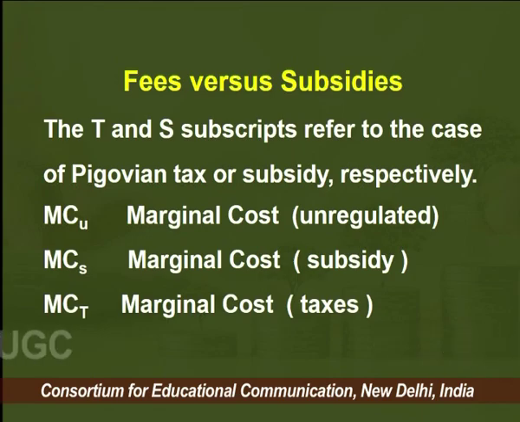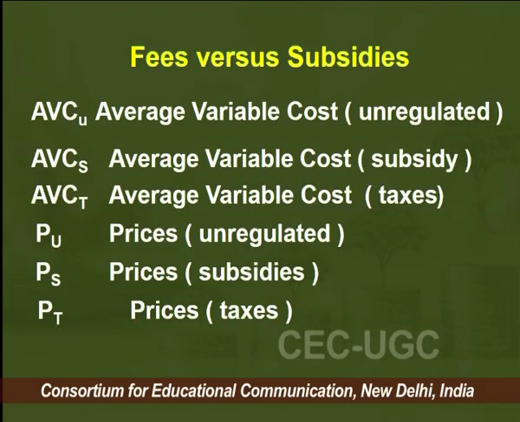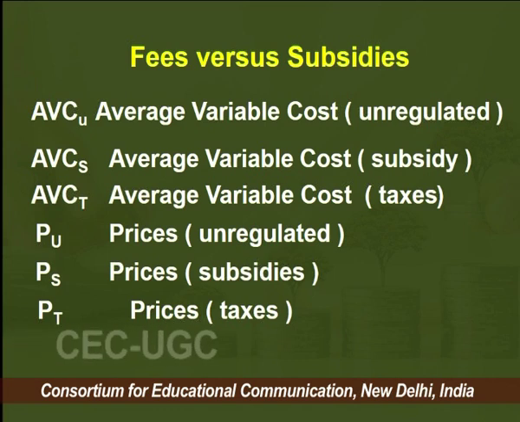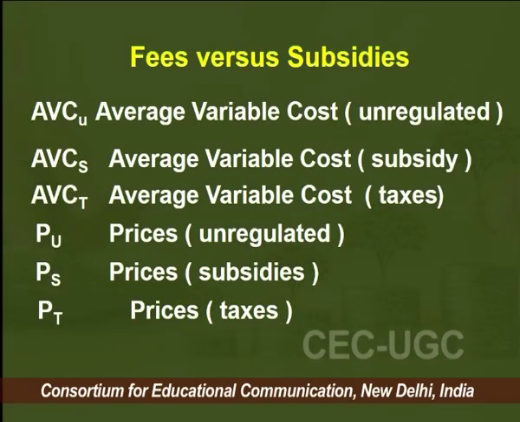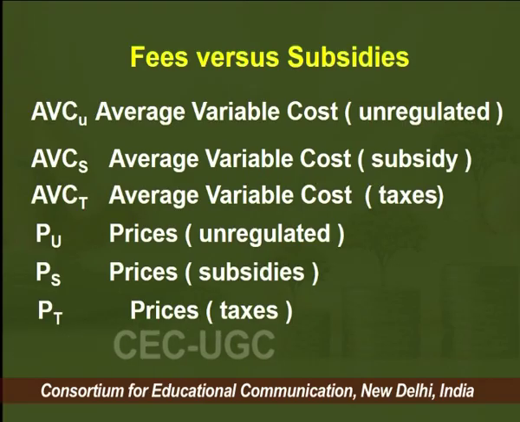Now, we can see quickly how these subscripts are defined. Marginal cost for the unregulated scenario is MCU, while the marginal cost for the subsidy is MCS, and marginal cost for taxes is MCT. This is done for all versions of costs. This is marginal cost, and the same is done for average variable cost: AVCU for the unregulated case, AVCS for the subsidy case, and AVCT for taxes. Corresponding to these costs, we have prices on the vertical axis, reflected as price for the unregulated, price for the subsidies, and price for the taxes.